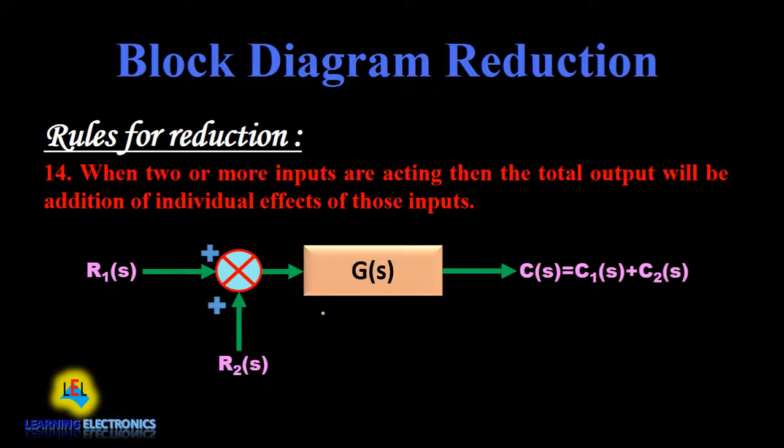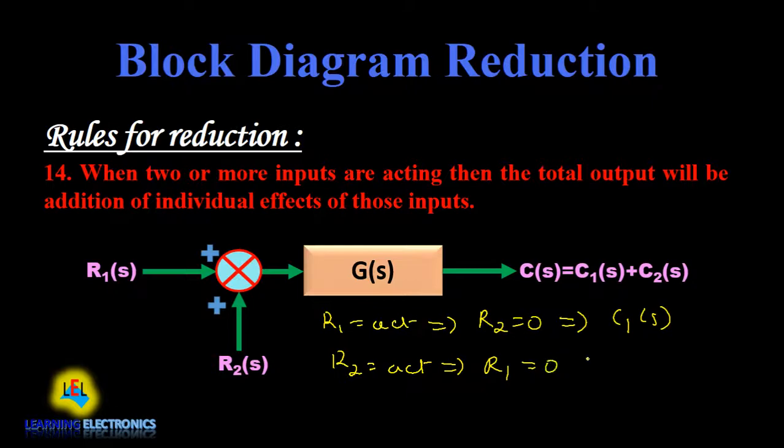That means when R1 is acting, at that time we take R2 equal to 0 and the output will be C1(s). And when R2 is acting, at that time we take R1 equal to 0 and the output will be C2(s). So the total output of the system will be the summation of these individual outputs, that is C(s) is equal to C1(s) plus C2(s). Based on it we are going to solve some numericals also in the next classes.